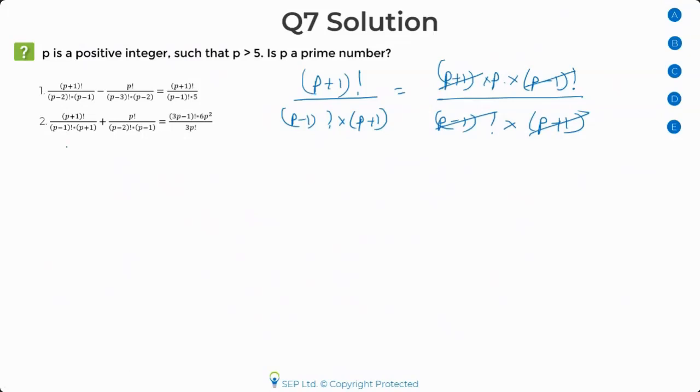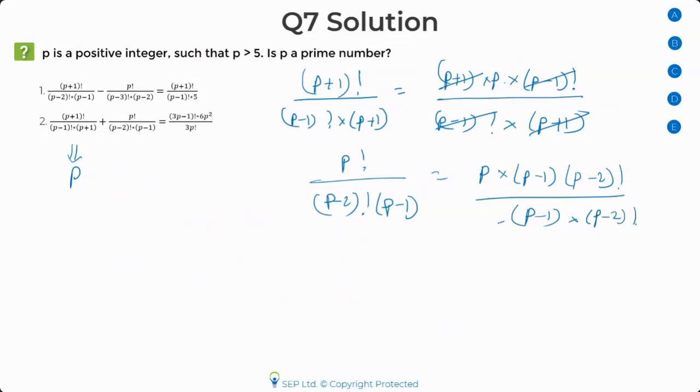Let's look at the next one. p factorial divided by p minus 2 factorial by p minus 1. Once again, p times p minus 1 times p minus 2 factorial, by p minus 1 times p minus 2 factorial. So notice here also I'm getting p. So the left-hand side is 2p.